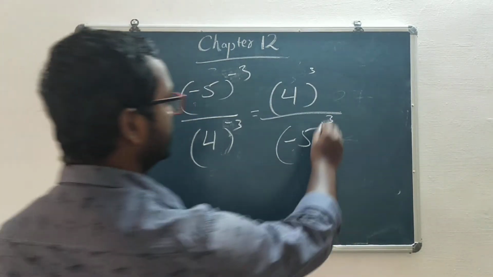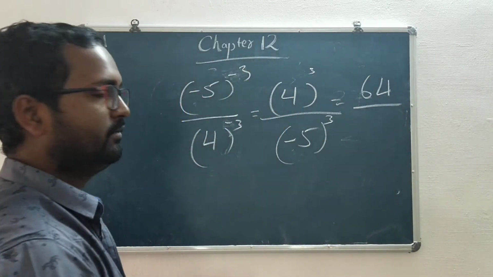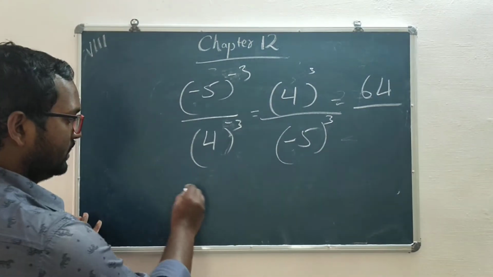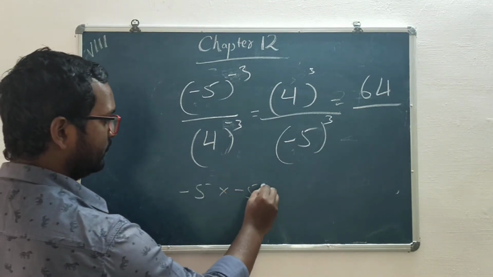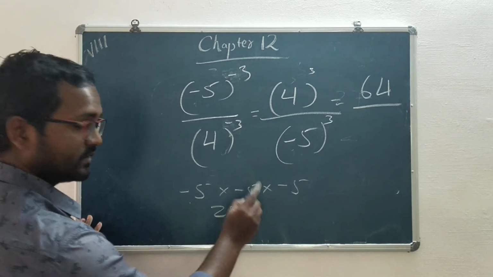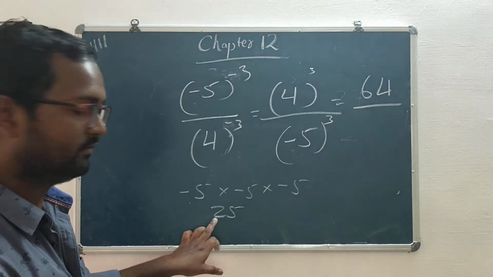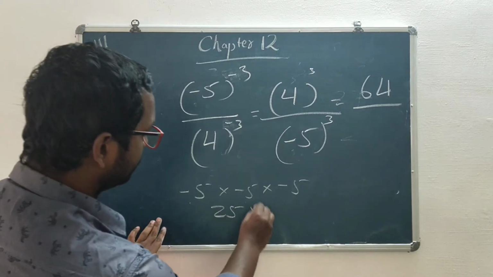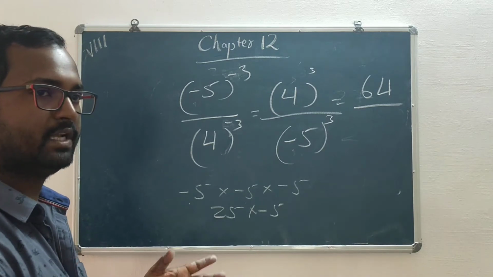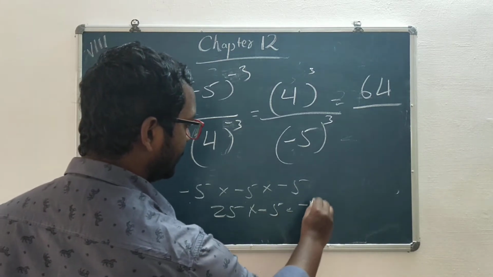positive power. So this will become 4 into 4, 16, 16 into 4, 64, divided by minus 5 power cube, which is minus 5 into minus 5 into minus 5. Remember, minus 5 into minus 5 is positive 25. When minus and minus get multiplied, it becomes positive. So this is positive 25 into minus 5. When a positive term is multiplied with a negative term, the result is always going to be negative. So this is going to be minus 125.